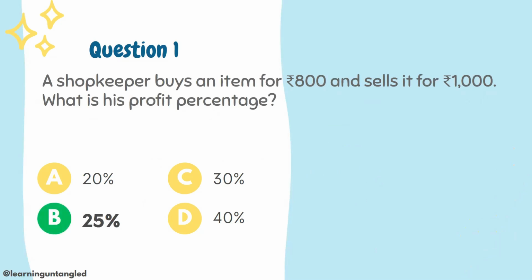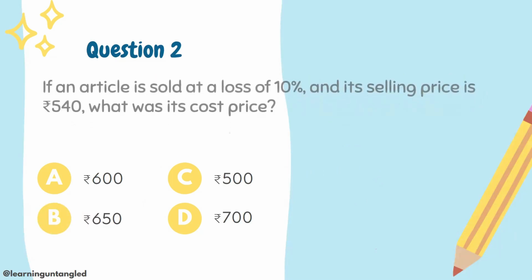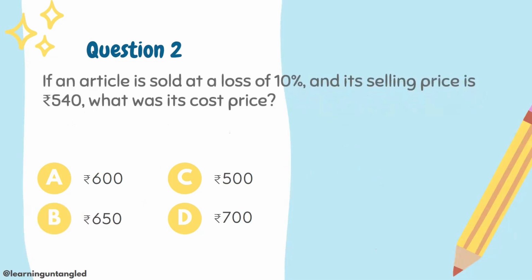All right. Let's move on to the next question. If an article is sold at a loss of 10% and its selling price is 540 rupees, what is its cost price? A. 600 rupees, B. 650 rupees, C. 500 rupees, or D. 700 rupees.